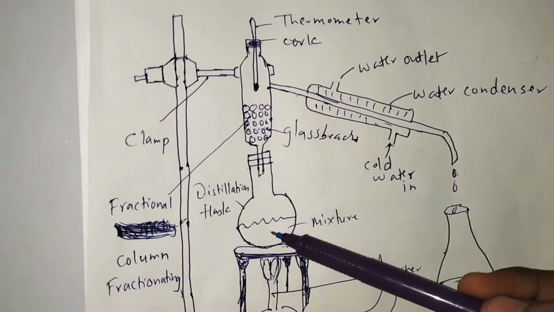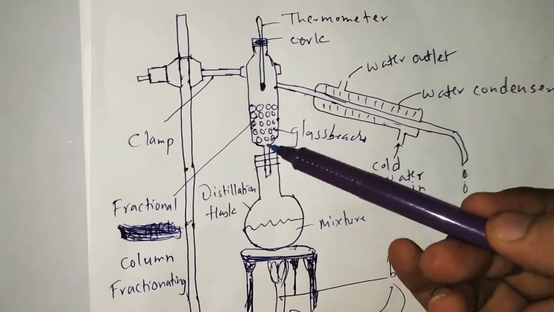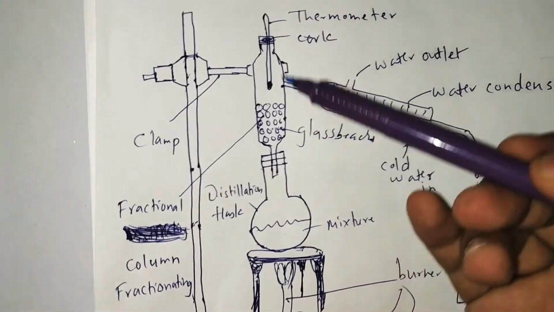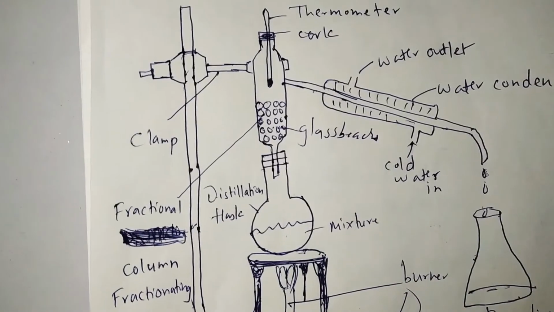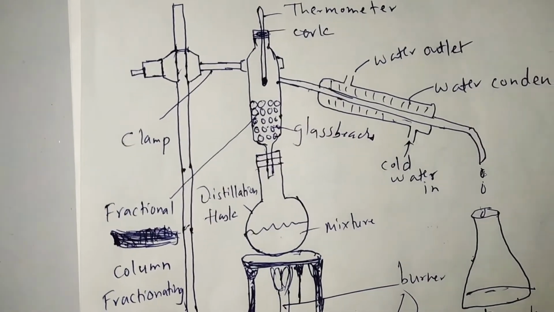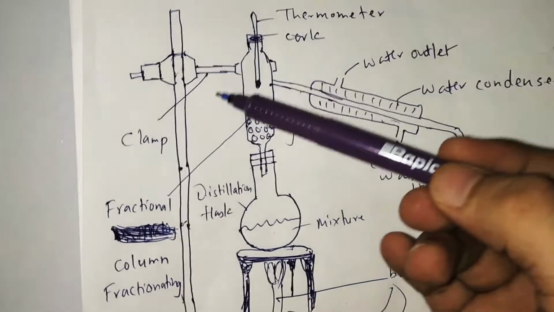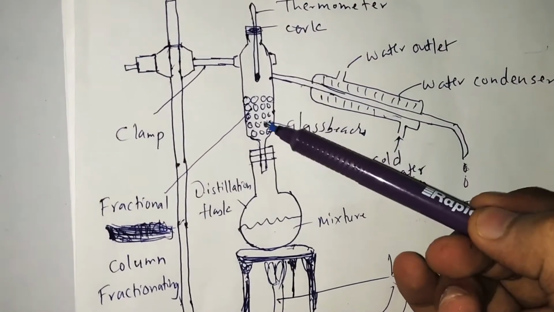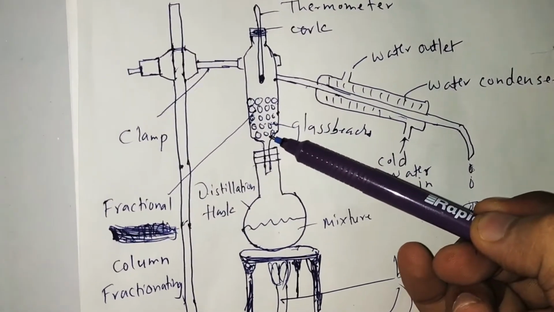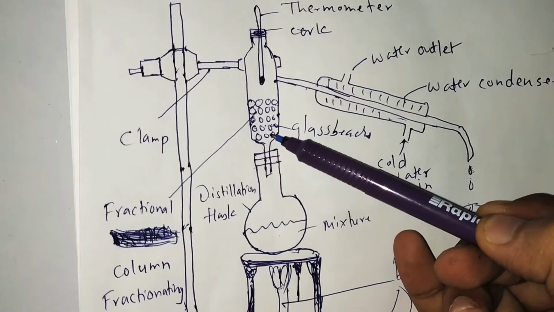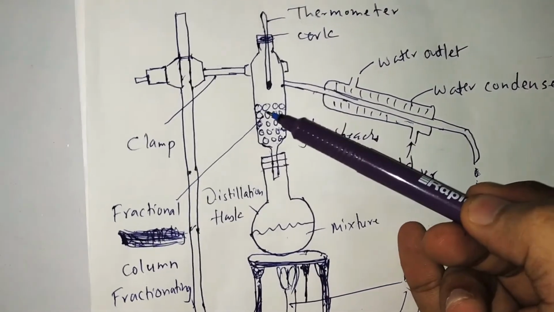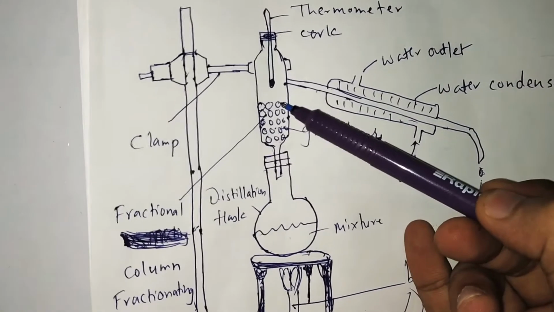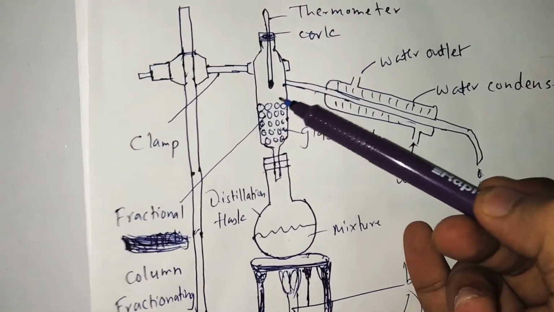Okay, but other vapor also comes out. For example water vapor and, let's say, ethanol vapor. Ethanol has a boiling point of 78 degrees centigrade and water 100 degrees centigrade. So here in the glass beads, the liquid which has the high boiling point will get condensed at the bottom level, and the liquid which has the lower boiling point will get condensed at the top.